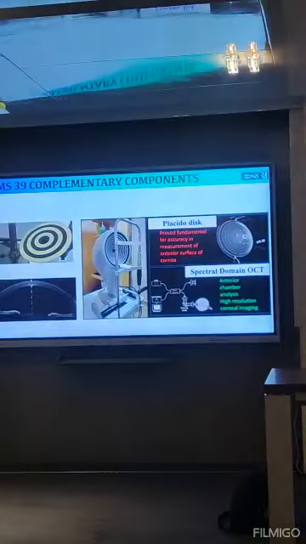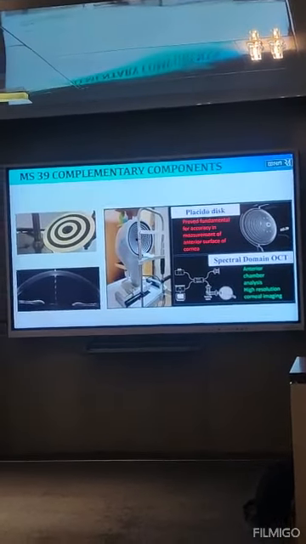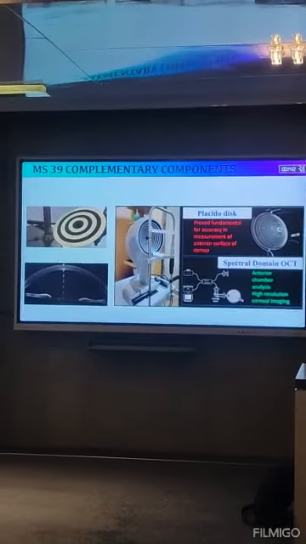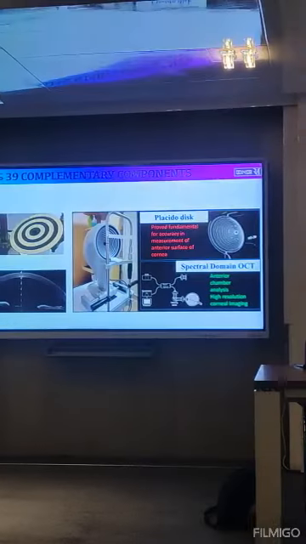So no financial interest up till now. I'm not the very first one to have the MS39 in my clinic, but I'm still among the first, after doing a lot of papers and research about this device to show how great it does.